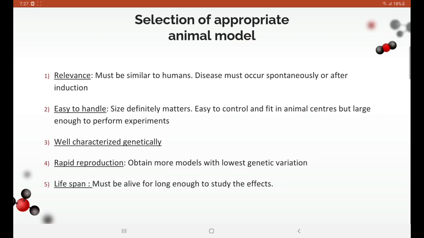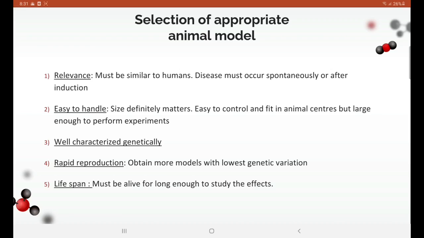Smaller animals generally have a rapid reproduction cycle. Also, the number of offspring produced during every pregnancy is at least more than 2. This is very advantageous. We can obtain more animal models with the lowest genetic variation. As Prajakta already explained, inbred training is done to reduce genetic differences. Lastly, lifespan. Animals should survive long enough to be usable. They shouldn't be diseased and must live at least till results are produced. All these factors play an important role in selecting an appropriate animal model.